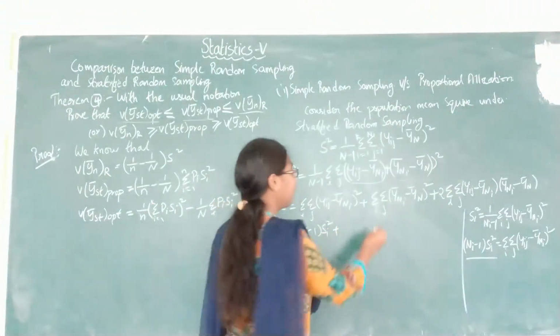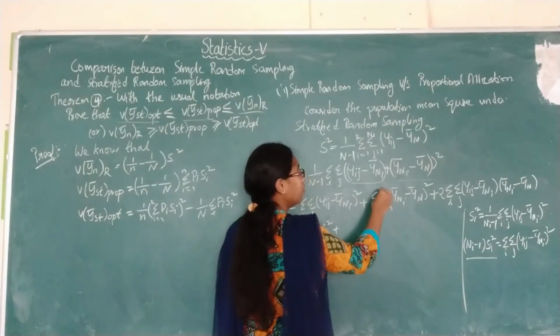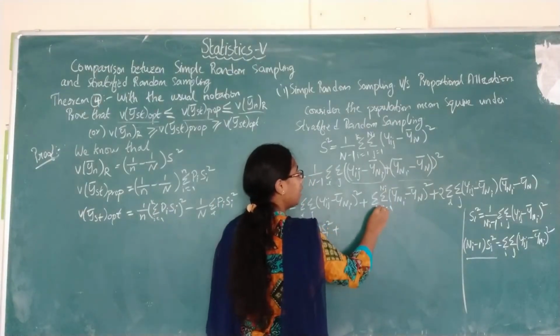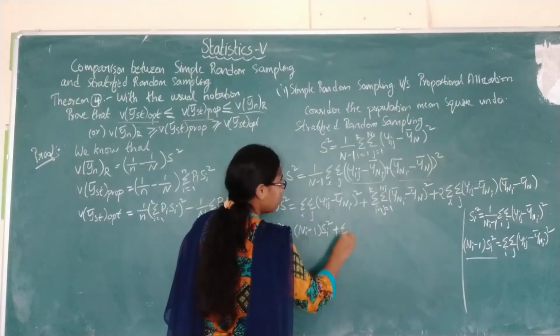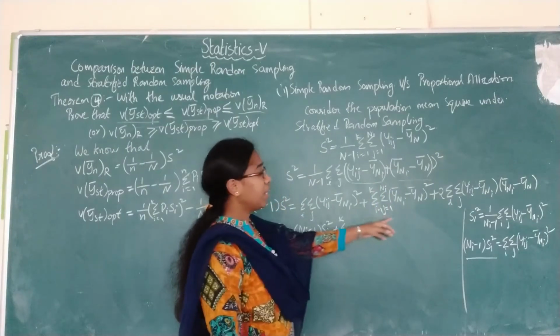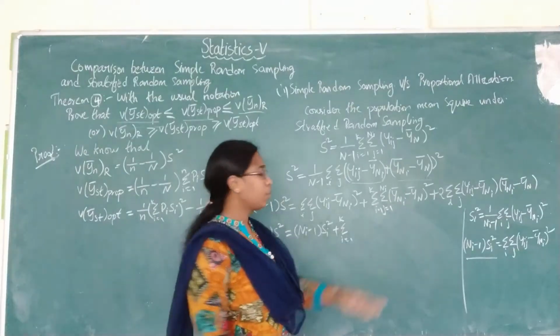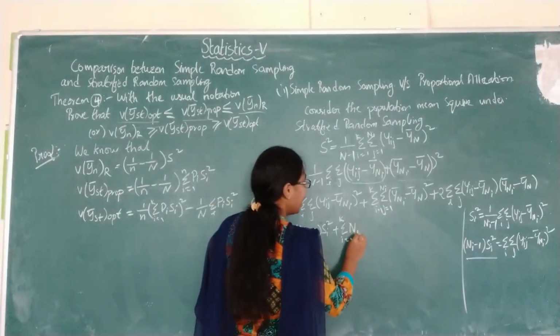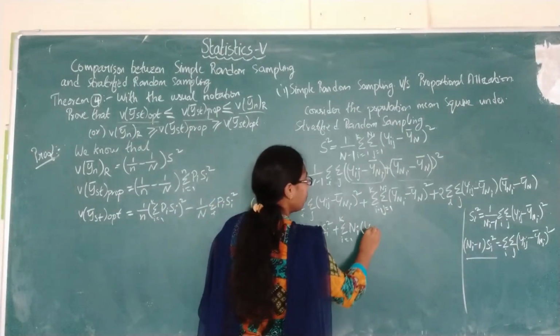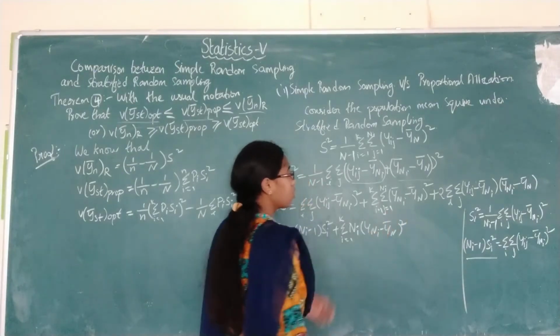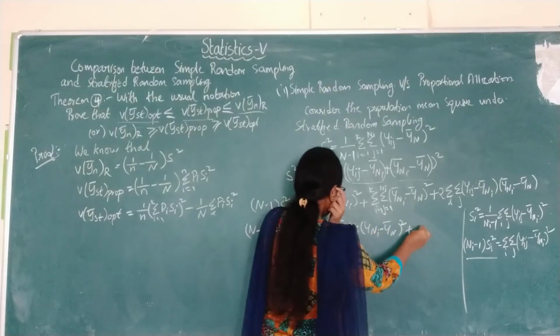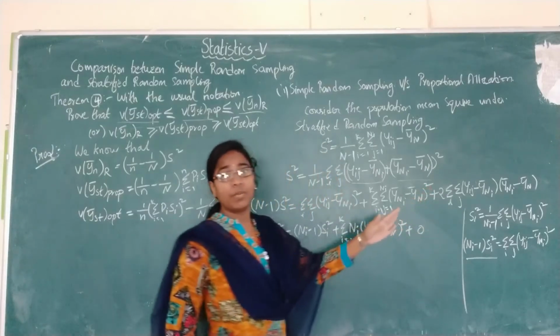here if you observe, only i terms are there, j terms are not there. The summation is ranging from j equals 1 to ni and i equals 1 to k. Summation i equals 1 to k as it is. Here we don't have any j summation values. So here we will be writing ni into (yni bar minus yn bar) whole square plus 0. This term will become 0.